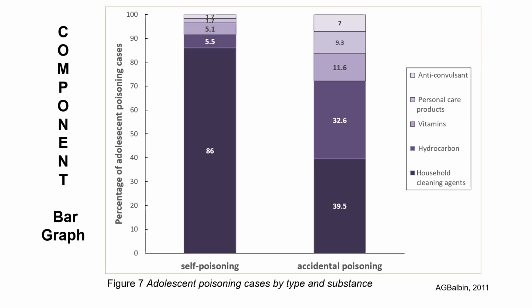The component bar graph is preferable over pie in situations where the compositions of two or more groups are to be compared. In this example, there were more of household cleansing agents ingested in self-poisoning cases and more of hydrocarbon ingestion in accidental poisoning cases.